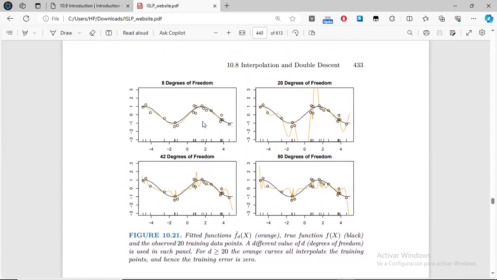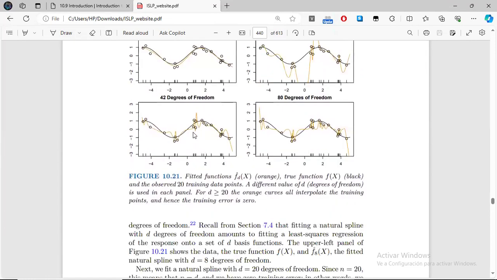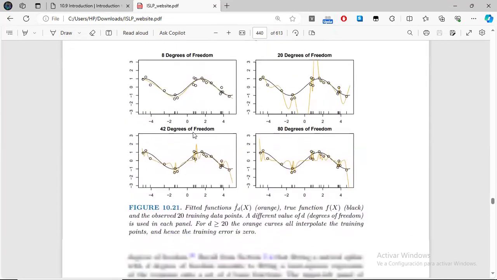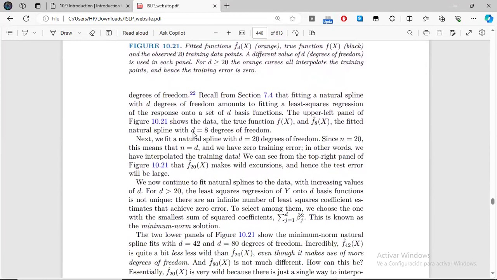And as we can see over here, for example, when we have a not so high flexibility, there is not quite a bit of overfitting. Now, wait, I'm not sure. Did anyone get this part? I wanted to mention it, but now I think I didn't get it quite right.